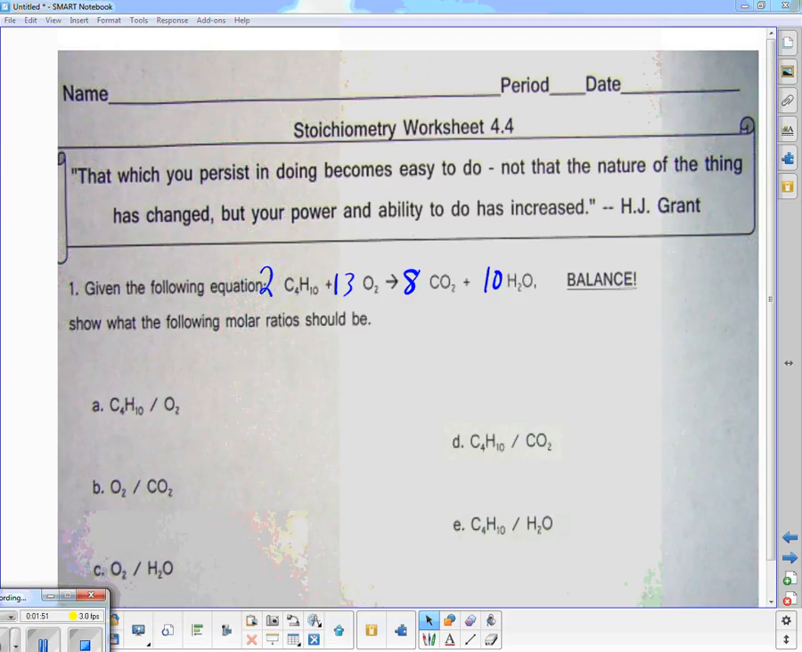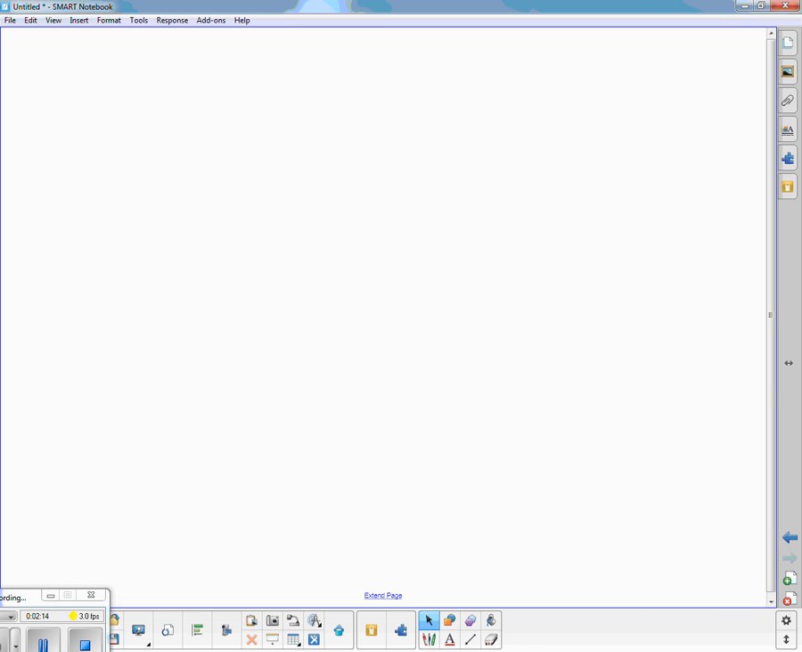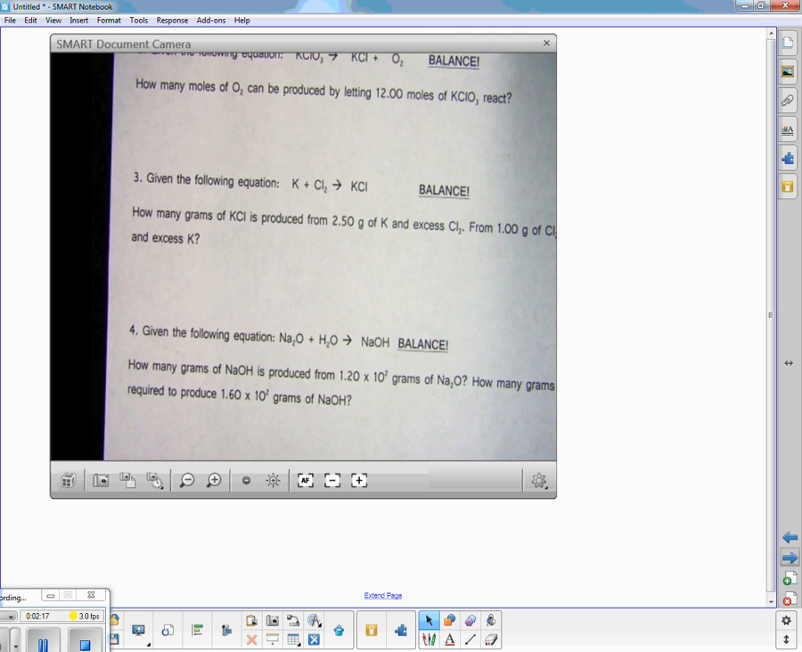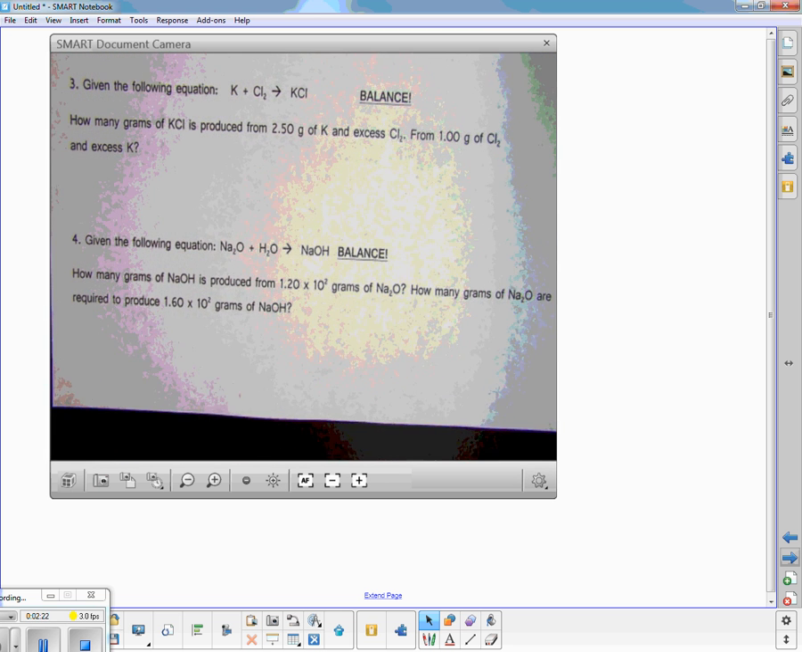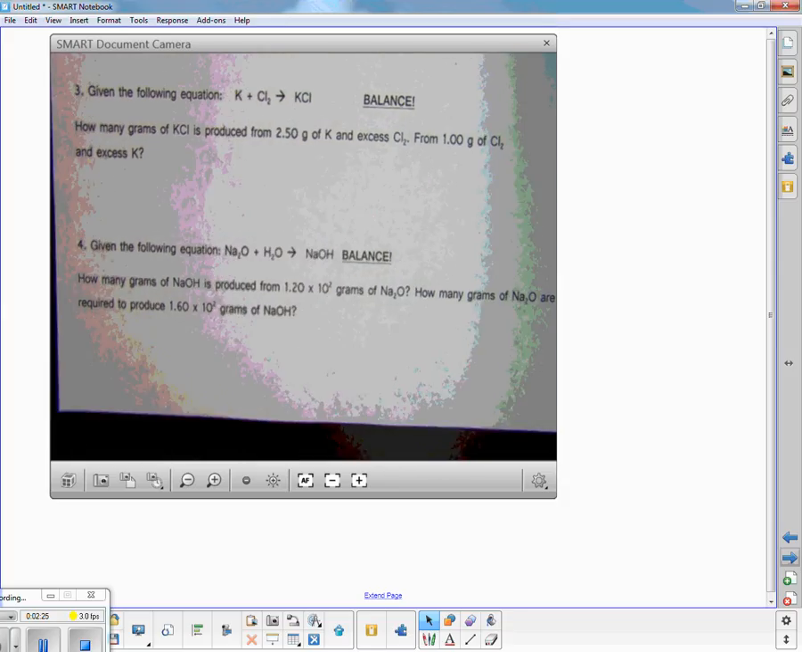So C4H10, what's in front of that? A 2, divided by what's in front of oxygen? A 13. So we're just setting up molar ratios. So next one here, what's in front of O2? 13, divided by what's in front of CO2? 8. Okay, would you do the rest of them real quick? No, do not simplify. You'll end up messing yourself up. Good question, though.